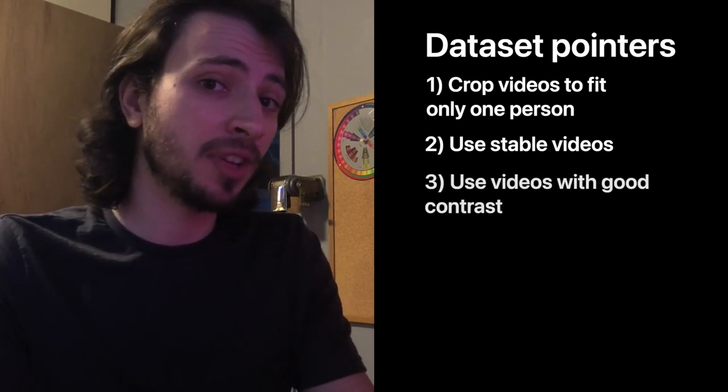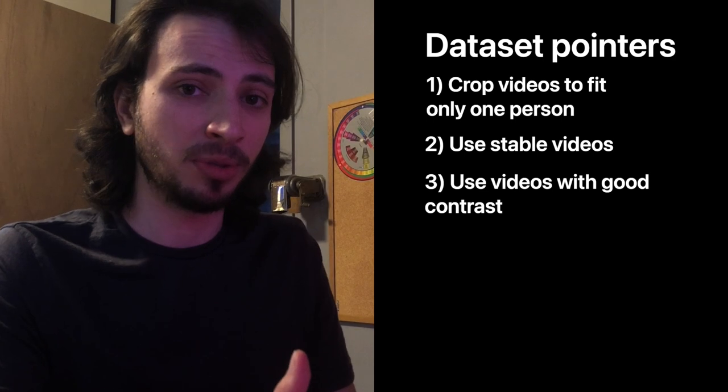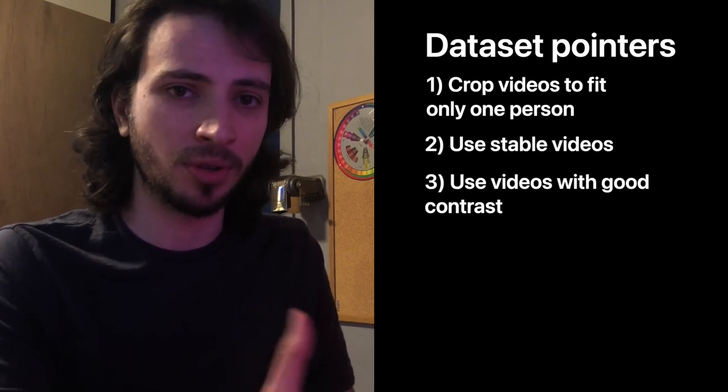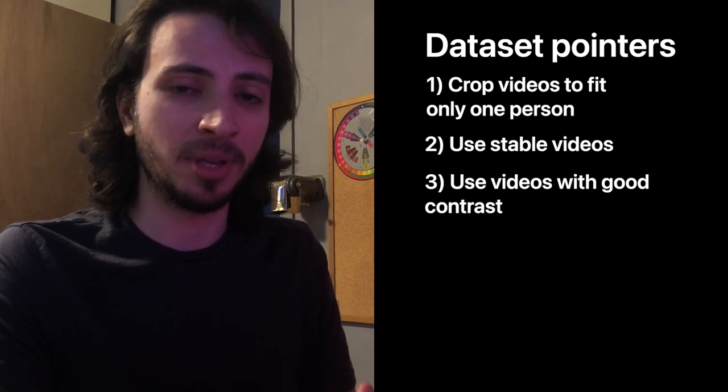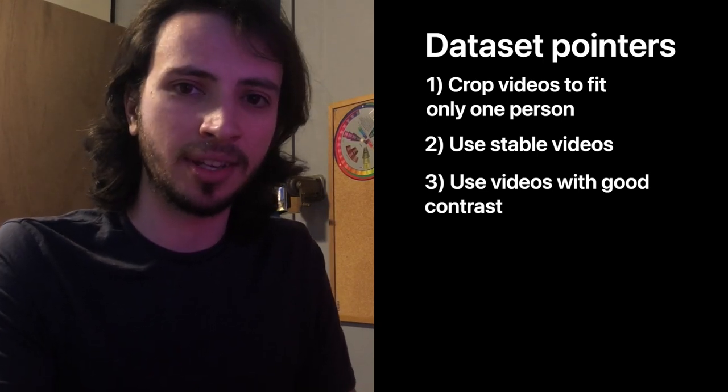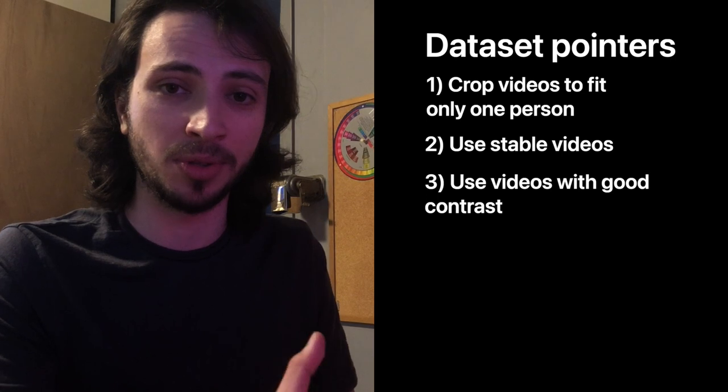Number three, make sure to use videos where there's a good enough contrast between the person that's doing the motion you're trying to classify and the background around it. That way there's no chance that there's going to be any errors when the Vision framework is trying to find a human body pose within your clips.